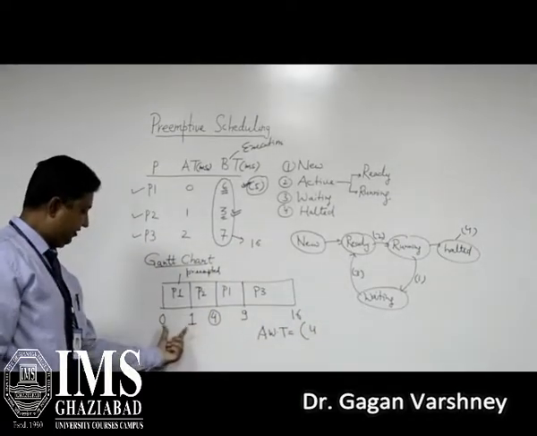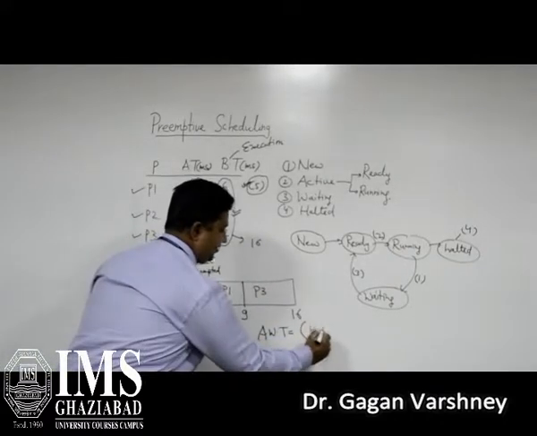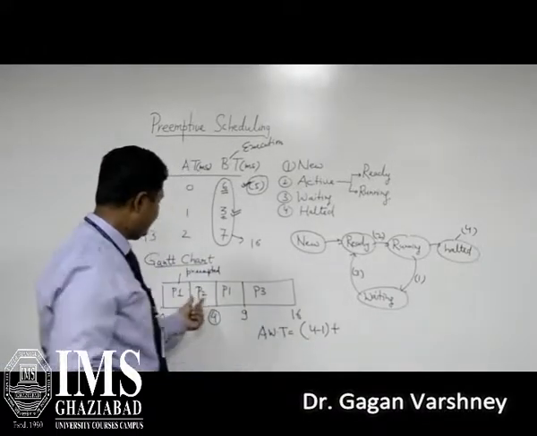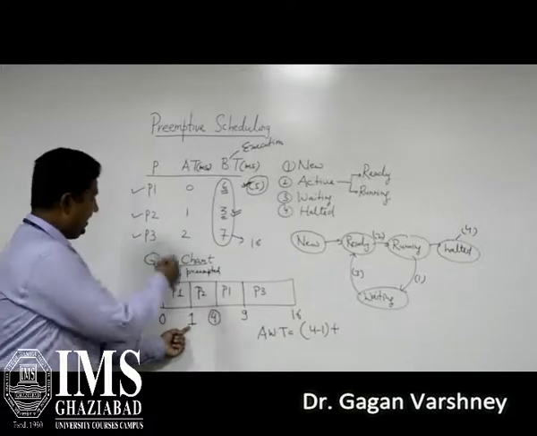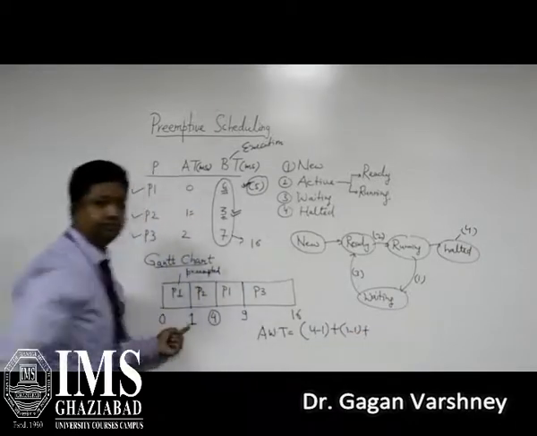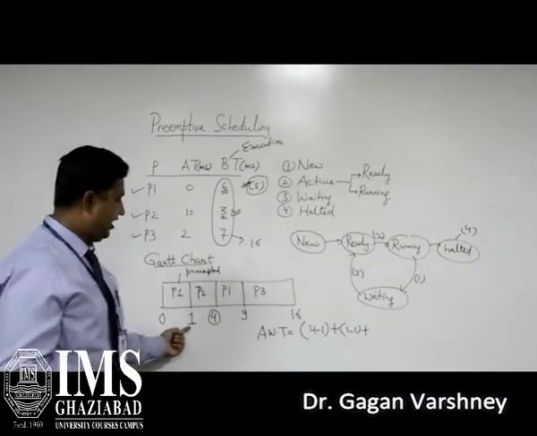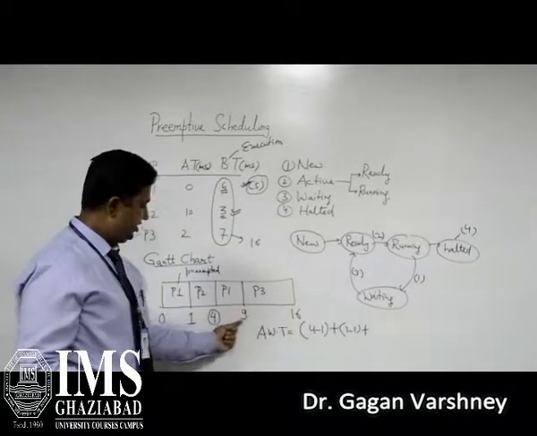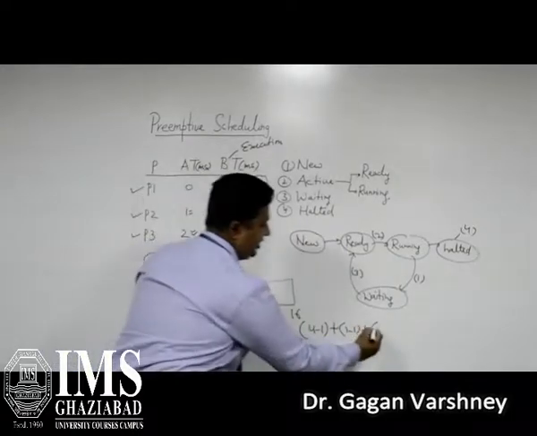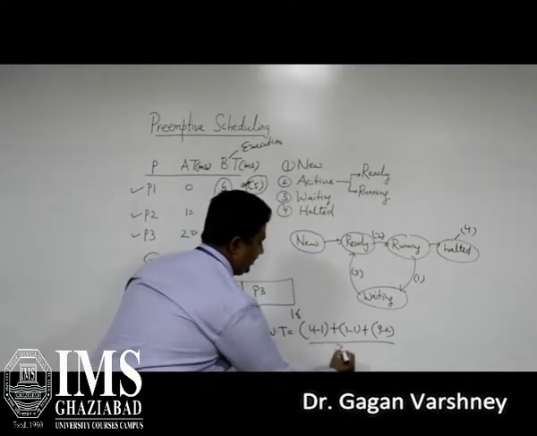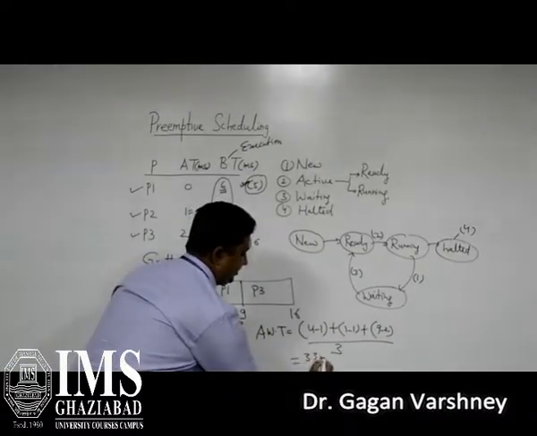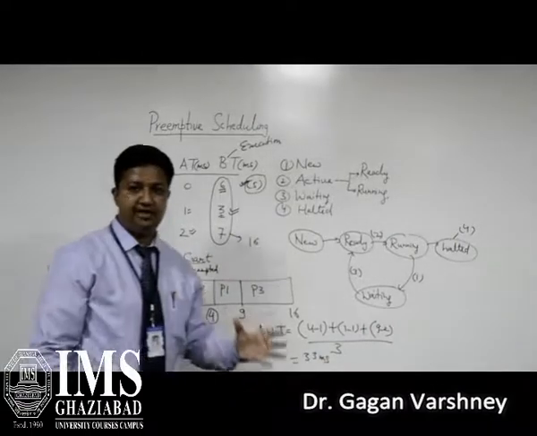and since it arrives at 1 millisecond, it is 4 minus 1, plus the waiting time for process P2, which is 1, and its arrival time is 1, so 1 minus 1, plus the waiting time for process P3, which is 9, and its arrival time is 2, so 9 minus 2, divided by 3. We get a result of about 3.3 milliseconds. This is the average waiting time.